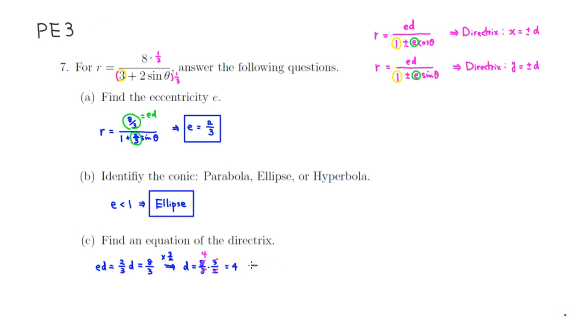So therefore we have a directrix. Since this is a sine, we know that we're going to have a horizontal directrix, so it's going to be y equals. Then since the sign is positive here, it's going to be a positive number, and d is 4, so y equals positive 4 would be the equation of the directrix. All right, that's it. I hope that this was clear.